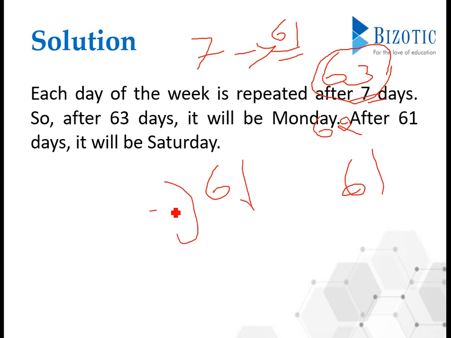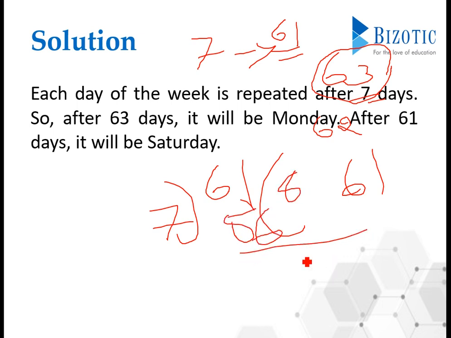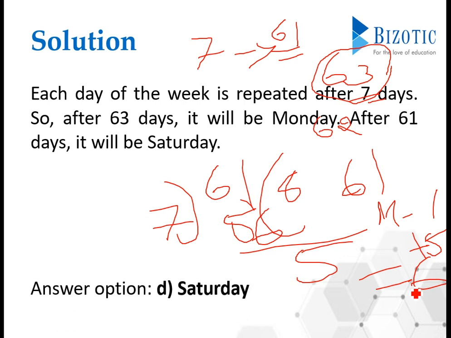You have 61 divided by 7. Take 8 sevens, which is 56, and then you have a remainder of 5. You know the Monday value is 1. You add 5 to that, which gives you a value equal to 6. And the value corresponding to 6 is Saturday. You can solve it in any way which you feel comfortable with. So that gives you the right answer, option D, Saturday. I hope this is clear and I'll be moving on to the next problem.